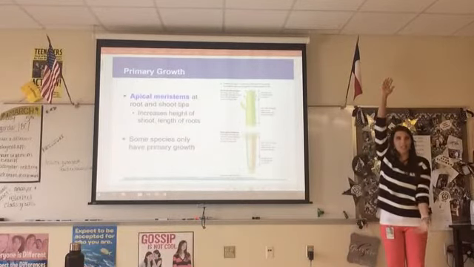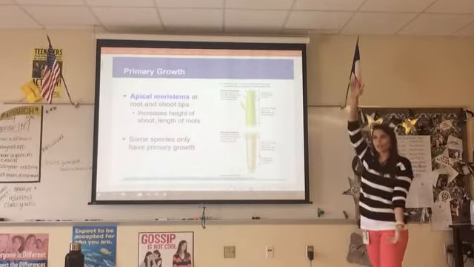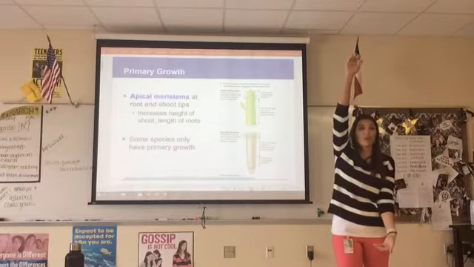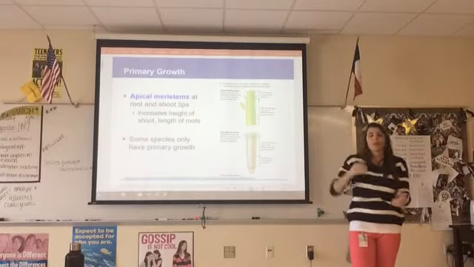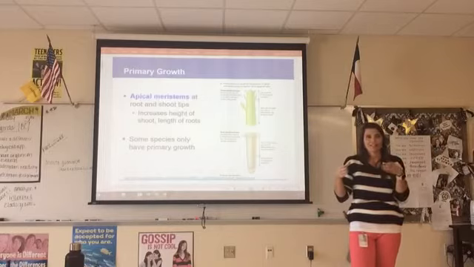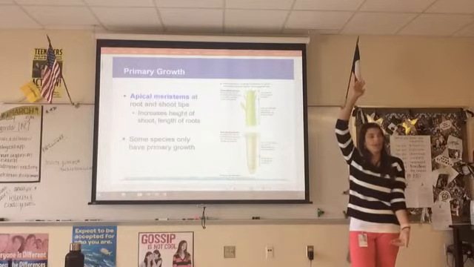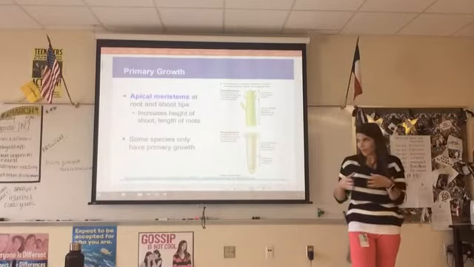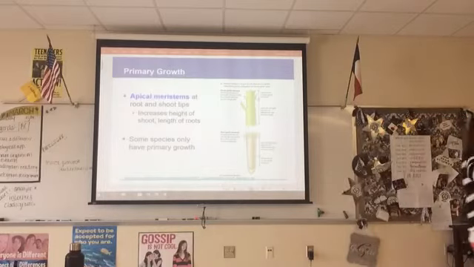When a plant grows in this direction, we call that primary growth. Primary growth. What do you think we call it when it goes this way? Secondary. Okay, we talked about that also in the first section of this. So primary is growing up and down, secondary is getting wider.